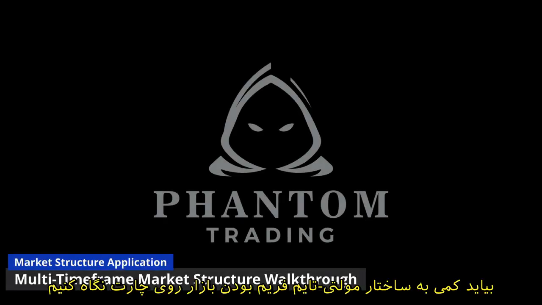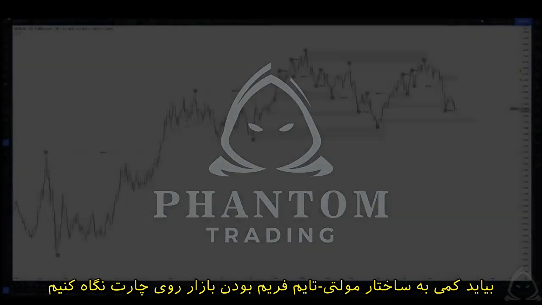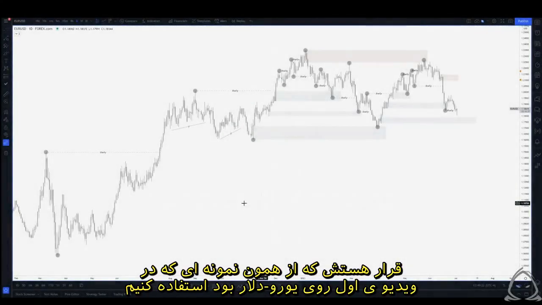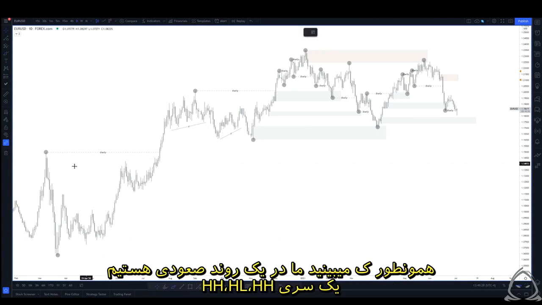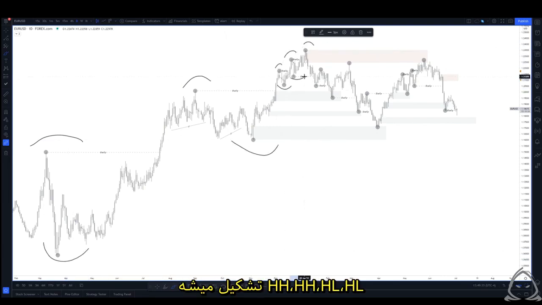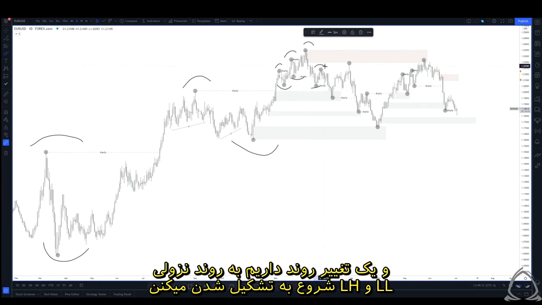Let's take a look at an example of multi-time frame market structure in action. We're going to build on the example that we used in the first video on Euro US dollar here. What we can see is we were in an uptrend, making a series of higher highs and higher lows. And we started to switch to a downtrend, making lower lows and lower highs.